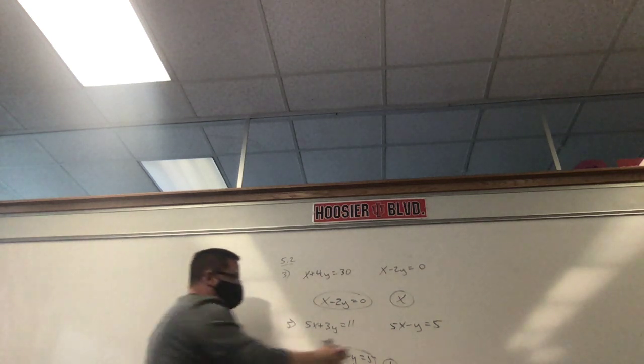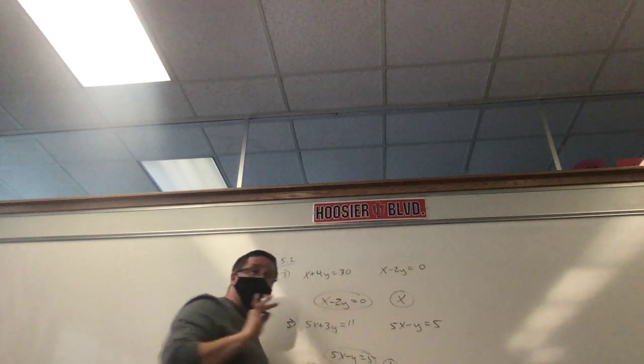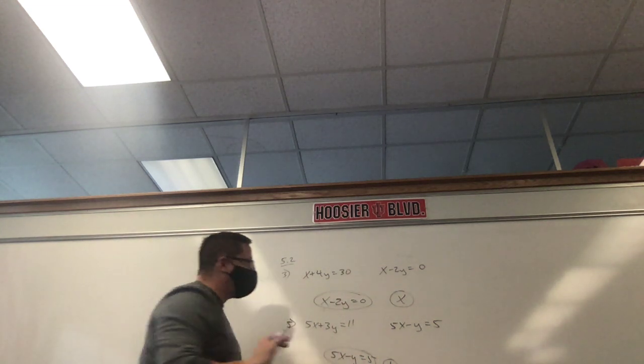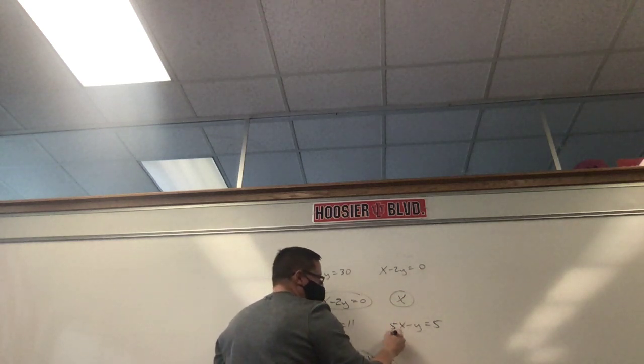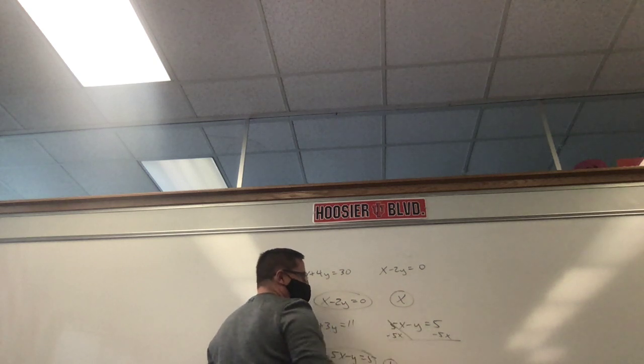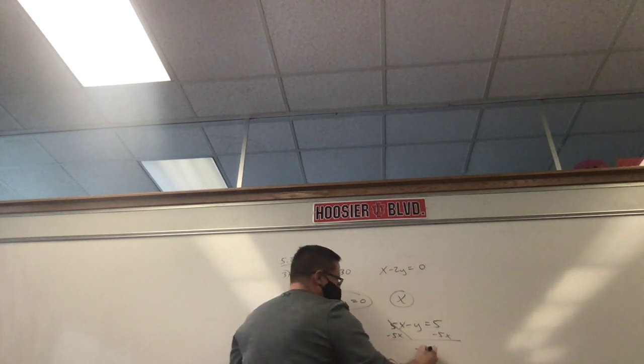How would I get rid of this 5x? Minus. Now, some students think you add 5x, and I know why they think you add 5x. But the negative's on the right side, on the y. See, minus a 5x, minus a 5x. If you did that, these cancel. Is y by itself? No, it's almost by itself.